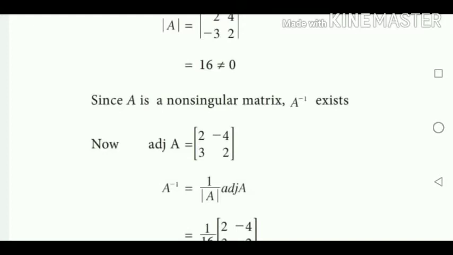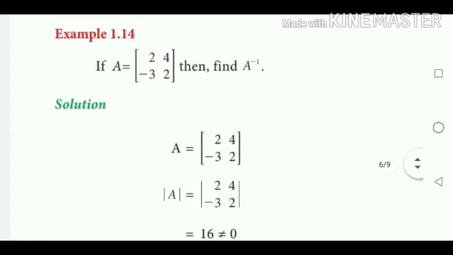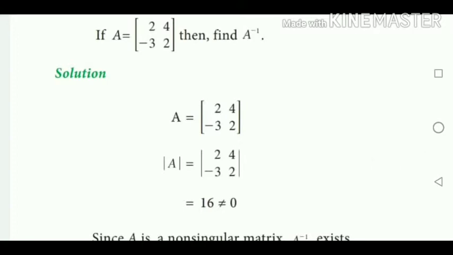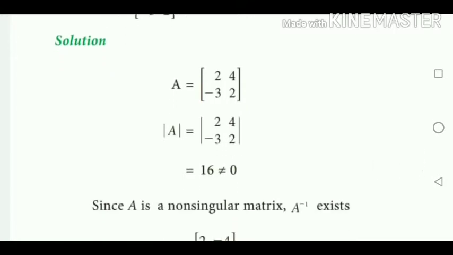Before finding A inverse, first you have to find the determinant of A. Let A equal to 2, 4, -3, 2. It is given in the question. So the determinant of A is nothing but cross multiplying the main diagonal: 2 2s are 4, 4 3s are plus 12, 4 plus 12, 16. Therefore it is not equal to 0. So determinant of A is not equal to 0, which means A is a non-singular matrix, so A inverse exists. You must write these lines in order to find the A inverse.